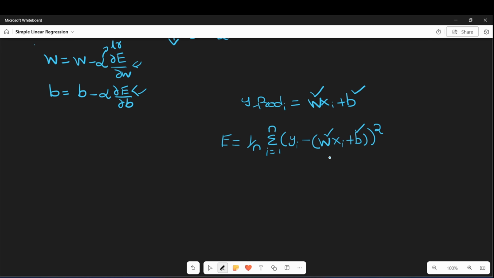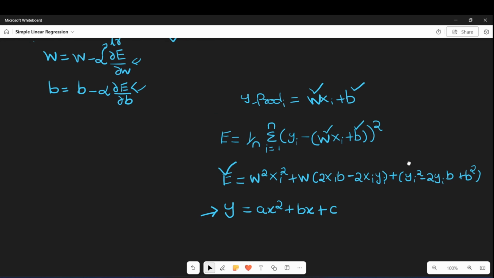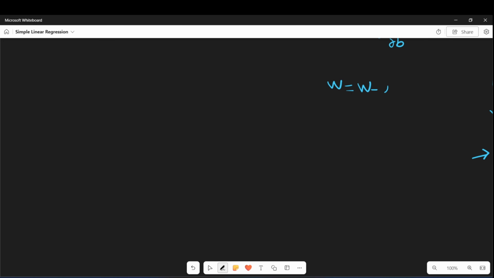For now let's assume that w is the only variable and the remaining, including b, are constant, and if we write this error equation as a function of only w, it looks like this. This is a quadratic equation of the form y equal to ax² plus bx plus c, so this error function will have a parabolic curve. Now let's draw the graph for this error function. Let me also write the formula to update the w value, which is w equal to w minus alpha into ∂E/∂w.